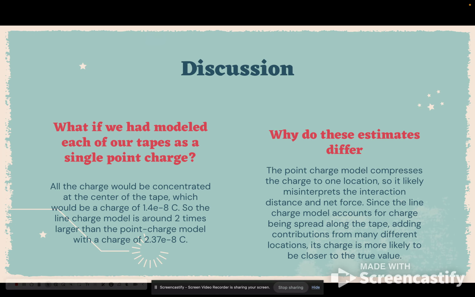So why do these estimates differ? The point charge model compresses the charge into one location at the center, so it likely misinterprets the interaction distance and net force. Since the line charge model accounts for charge being spread along the tape, adding contributions from many different locations, its charge is more likely to be closer to the true value.